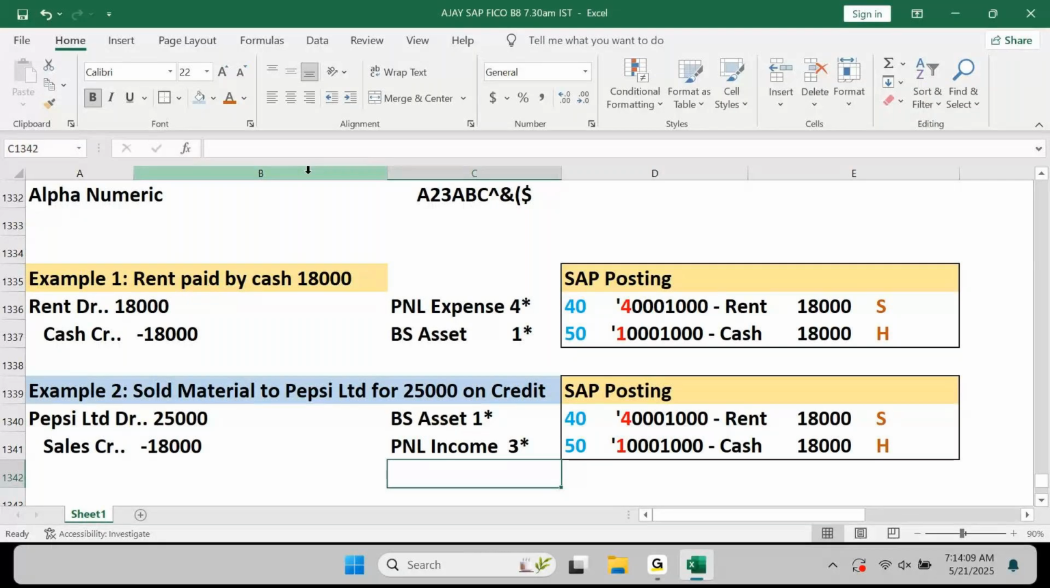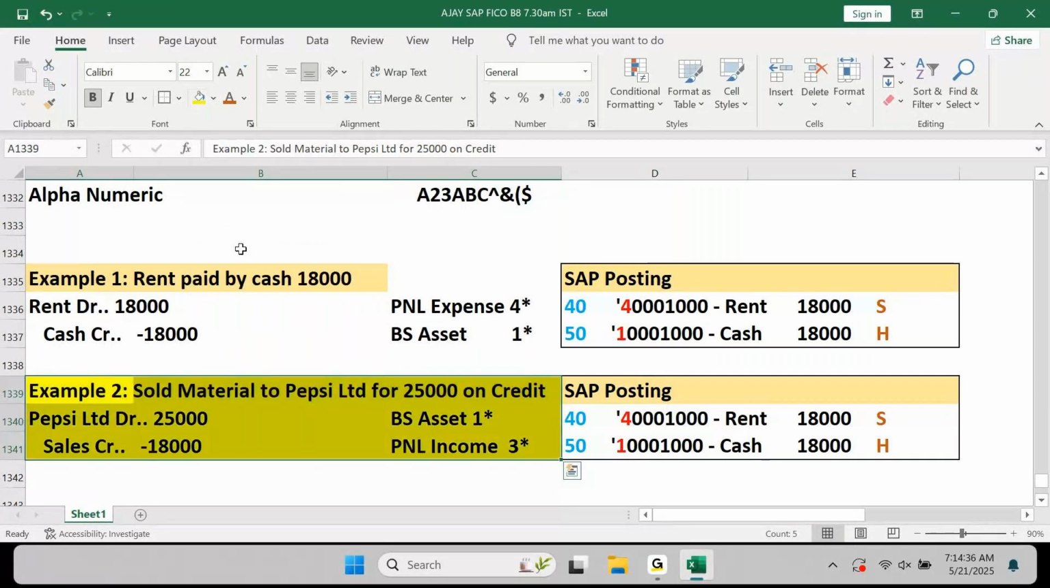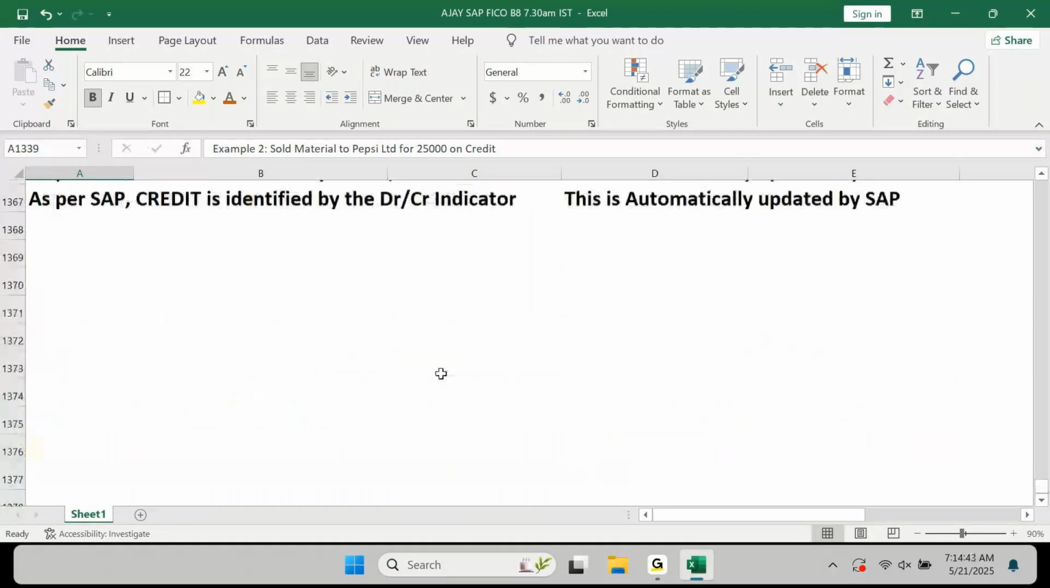Now, one point that you'll have to remember, whenever you get customer, whenever you get vendor, whenever you get fixed asset, these three are customer, vendor, fixed asset. Are they main ledgers or are they subledgers? Subledgers. Now, put it in a different color. This is now main ledger posting or subledger posting? Subledger.